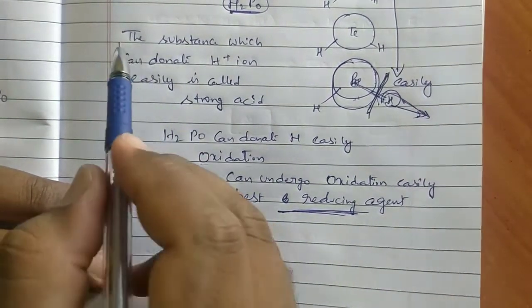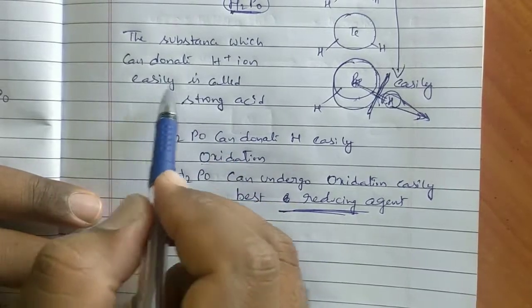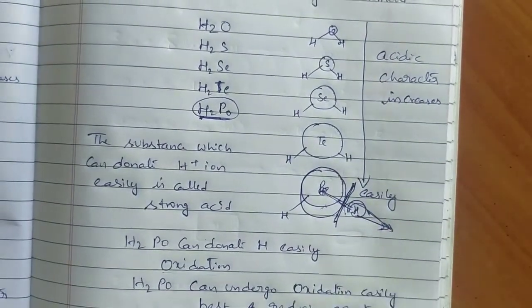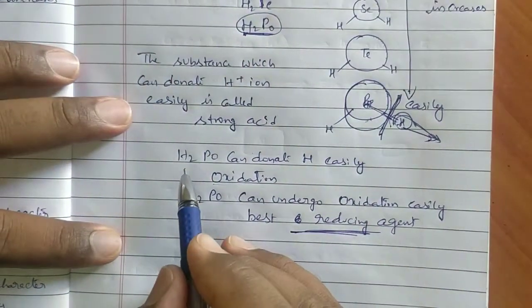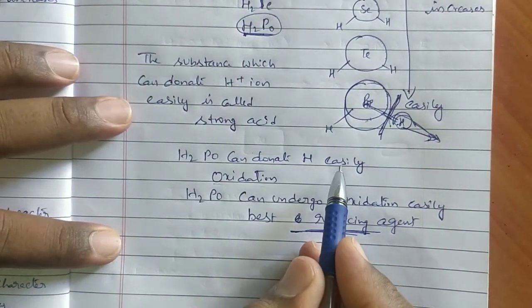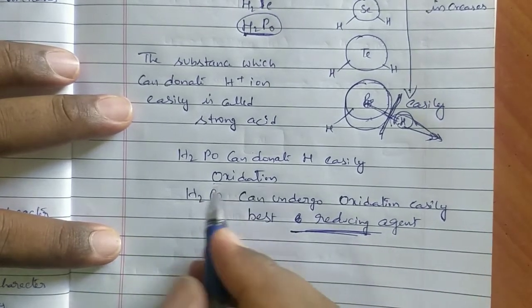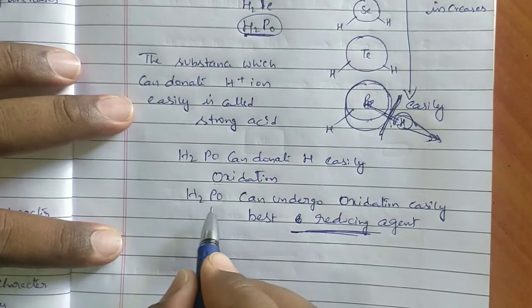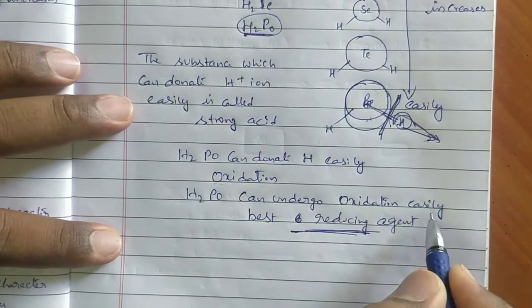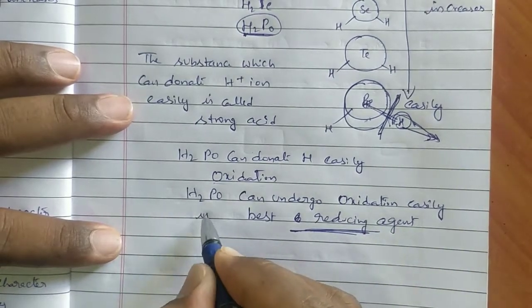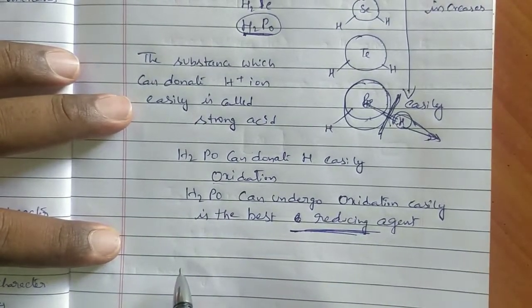Once again, the substance which can donate H plus ion easily is called a strong acid. Up to that it is clear. So top to bottom, acidic character increases. Now H2Po can donate H easily. That process is called oxidation, so H2Po can undergo oxidation easily. The substance which can undergo oxidation easily is the best reducing agent.